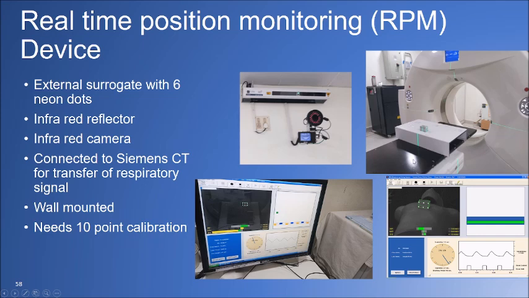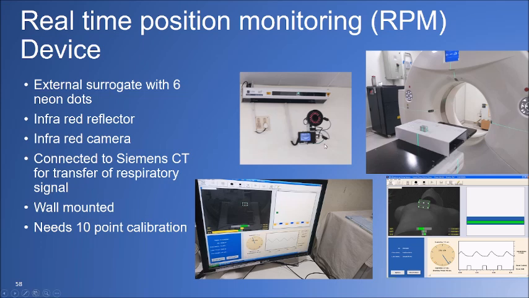So the only change is in XY, the AP and lateral direction. There is no superior-inferior change in the position, because the detector system, I mean the infrared detector system, is static. This is an infrared camera which detects the reflection from the neon markers and identifies the position. You can see the neon blocks on the TV screen from the infrared camera.